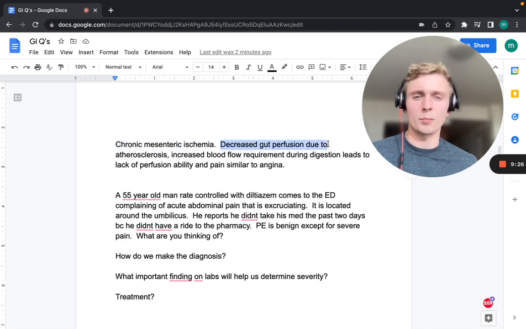Again, decreased gut perfusion due to atherosclerosis, like we said, and increased blood flow requirement during ingestion leads to a lack of perfusion ability and pain similar to angina. So don't miss that, chronic mesenteric ischemia.